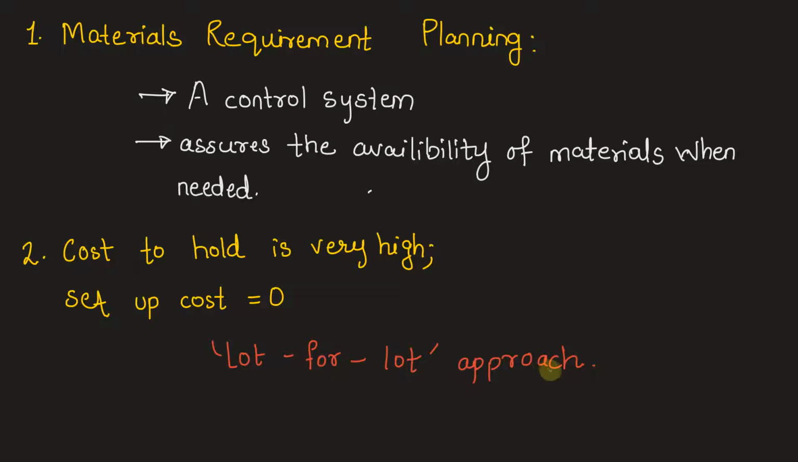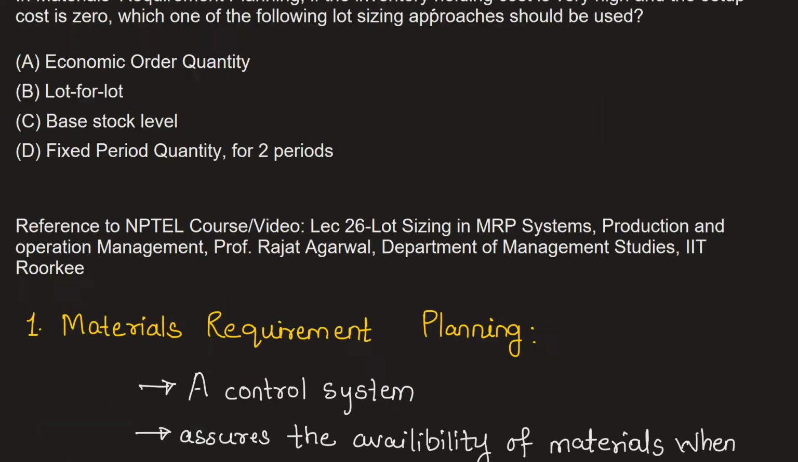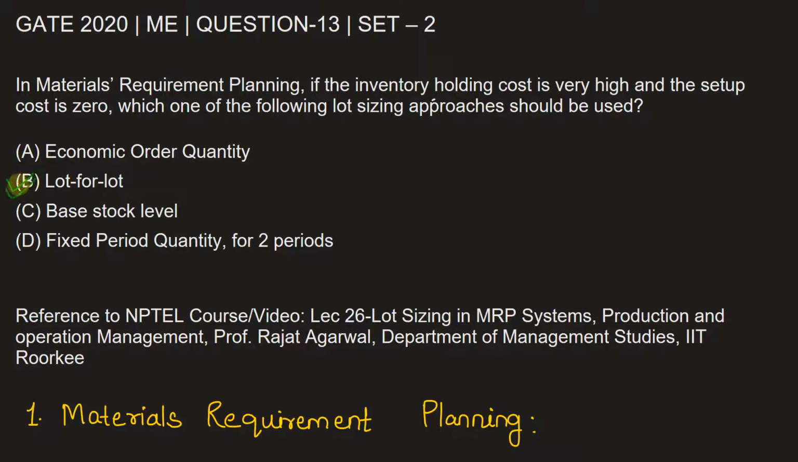So lot for lot approach tells us to order the materials in exact amount as per the net requirement each time they are needed, which is obviously suitable if the holding cost is very high and if the setup cost is 0. So our answer in this given question will be lot for lot approach. Let's understand the other 3 approaches also.